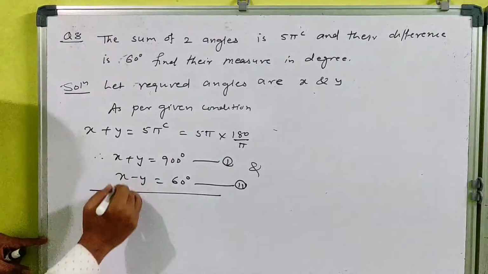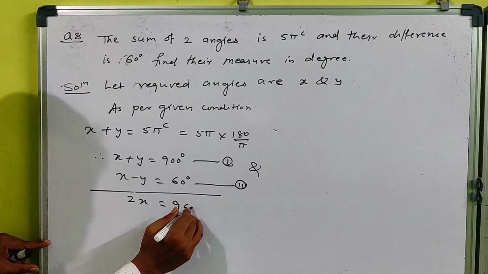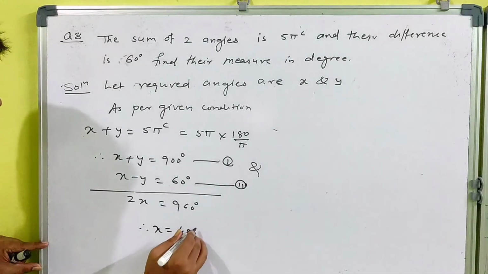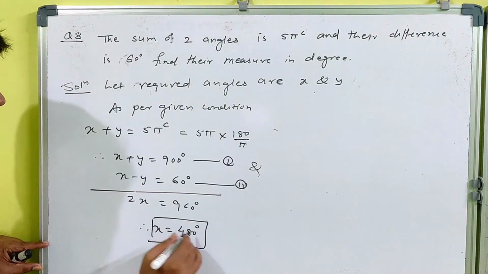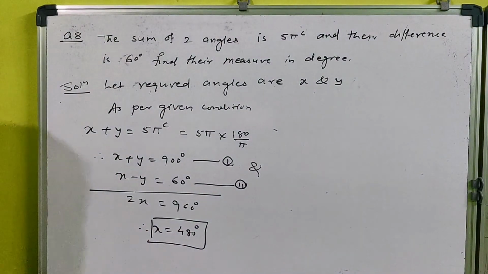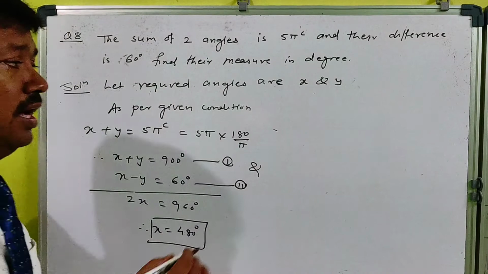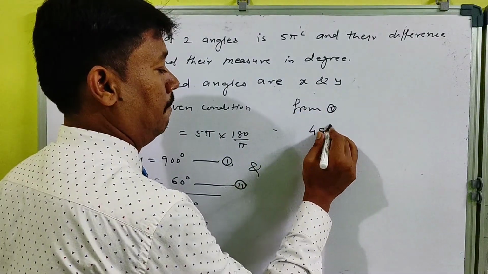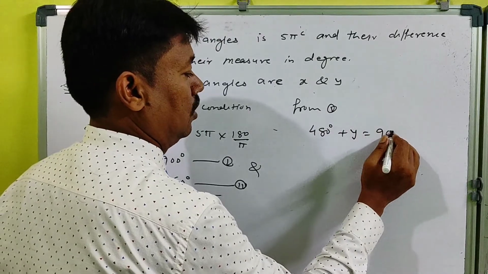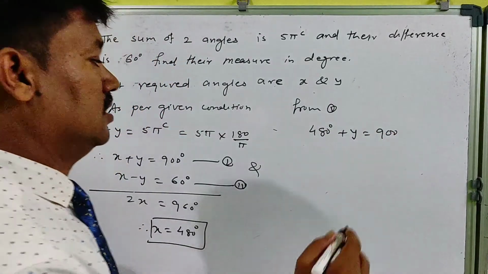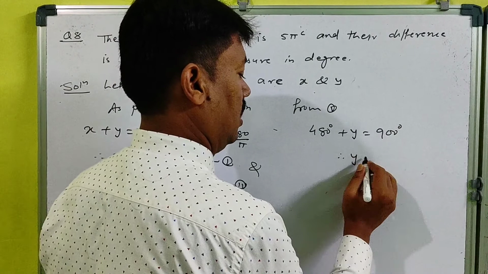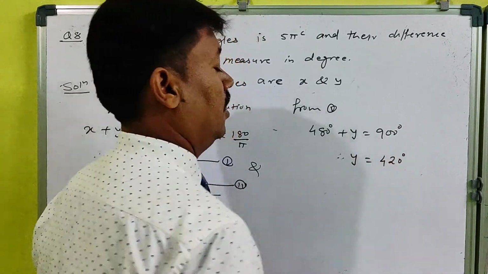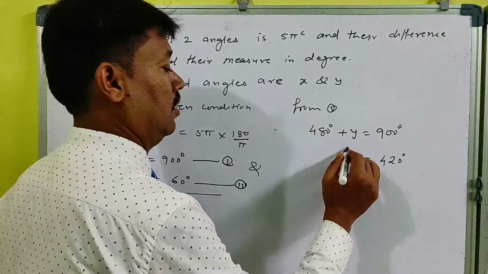Adding this two, दोनों को add किया तो 2x equal to 960 degree, and therefore x is 480 degrees. Your answer for this, x is equal to 480 degrees. Substitute in 1. 480 plus y is equal to what? 900. And therefore y is equal to 420. It is 420 degree. Like this.